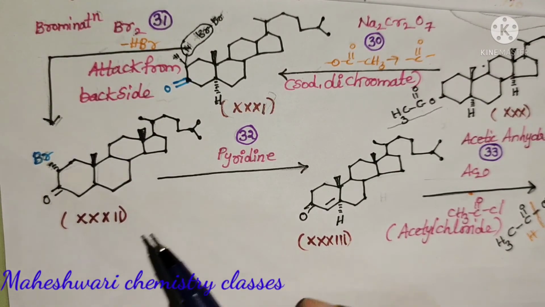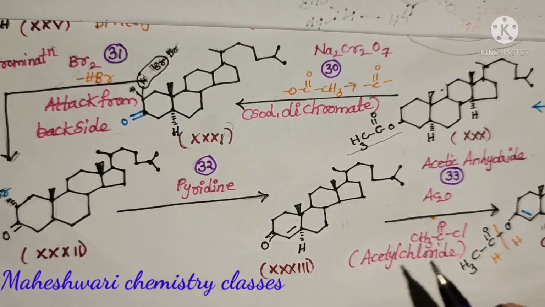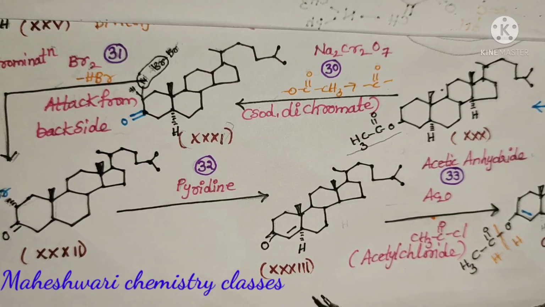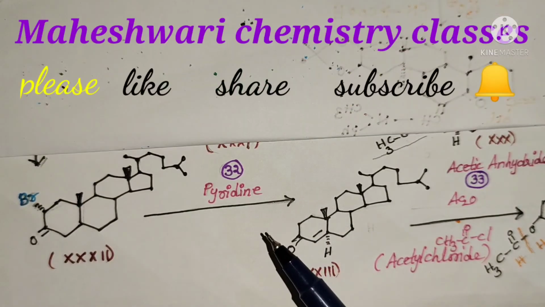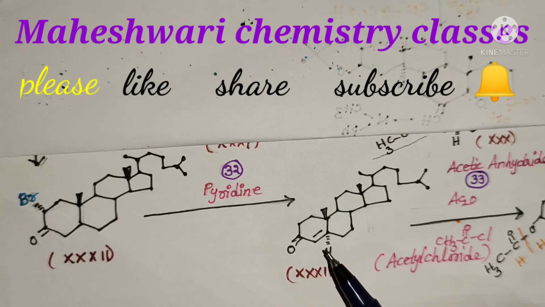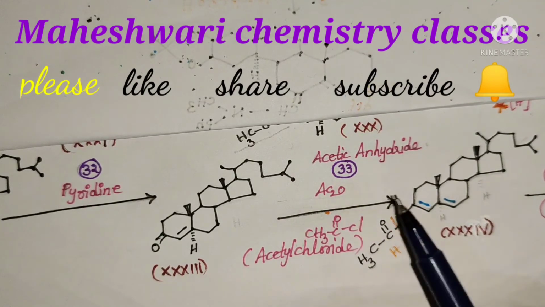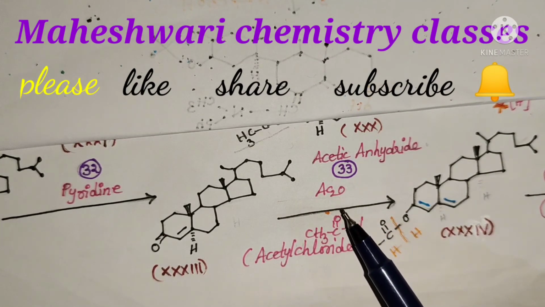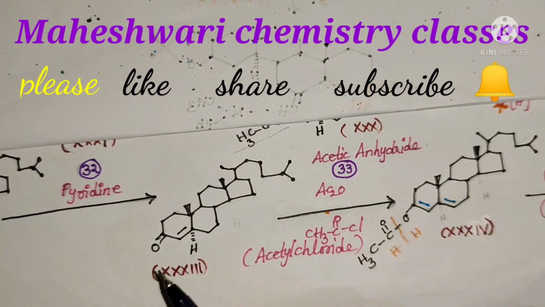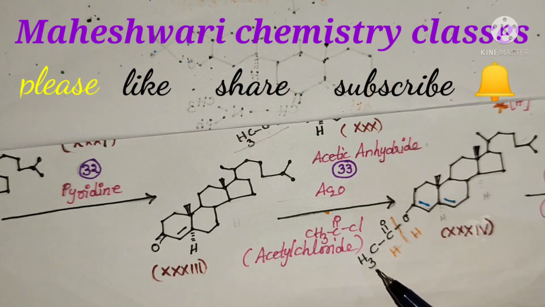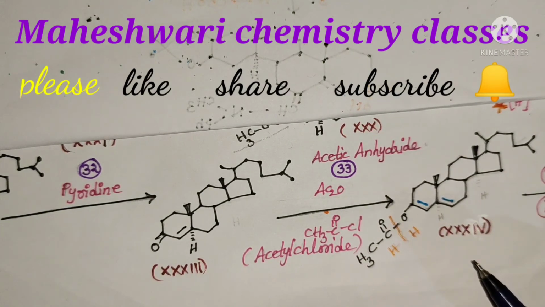This bromine containing compound reacts with pyridine and forms a bromine eliminated compound. Here especially a pi bond is absent; this bromine is eliminated and here a pi bond is formed. That is the variation between the 32nd and 33rd compound. Later it reacts with acetic anhydride. When acetic anhydride and the acetyl group are there, at that time this carbonyl group is converted to OC double bond O CH3; that is our compound number 34.